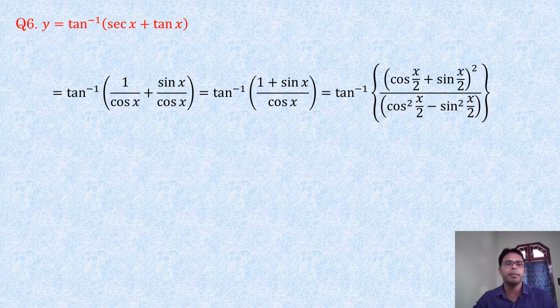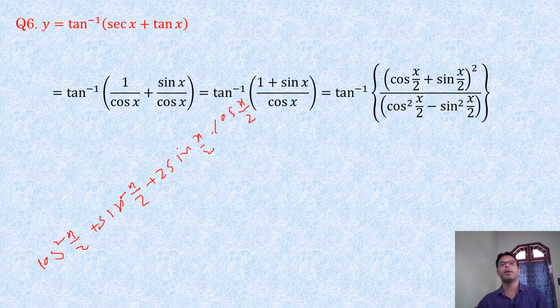Because this 1 can be replaced by cos square x by 2 plus sin square x by 2. In place of 1, write that, then plus sin x, which can be considered as sin twice x, so 2 sin x by 2 into cos x by 2. Writing it this way is better, because with the pen it is easier. So you see this term.